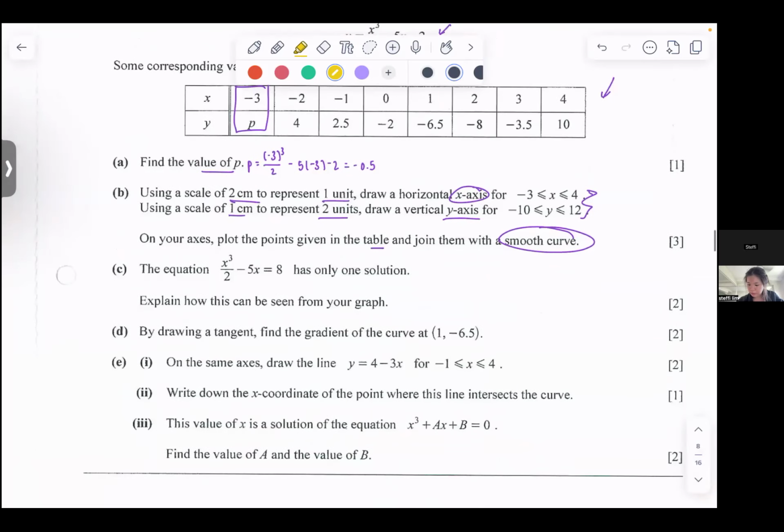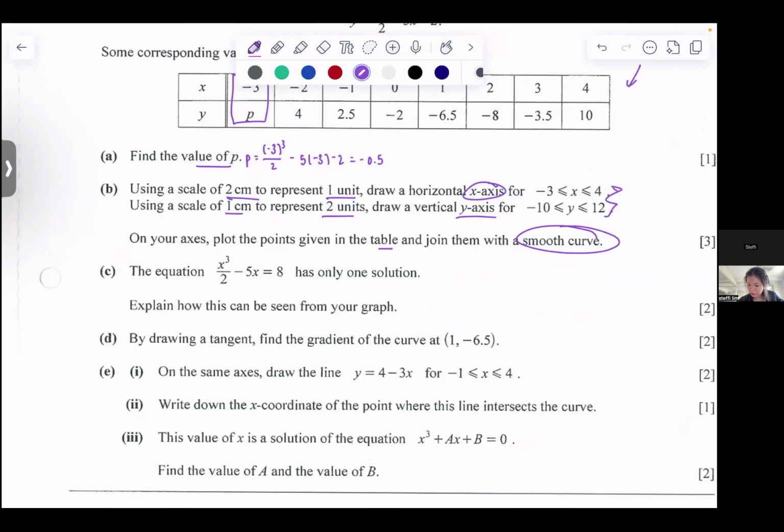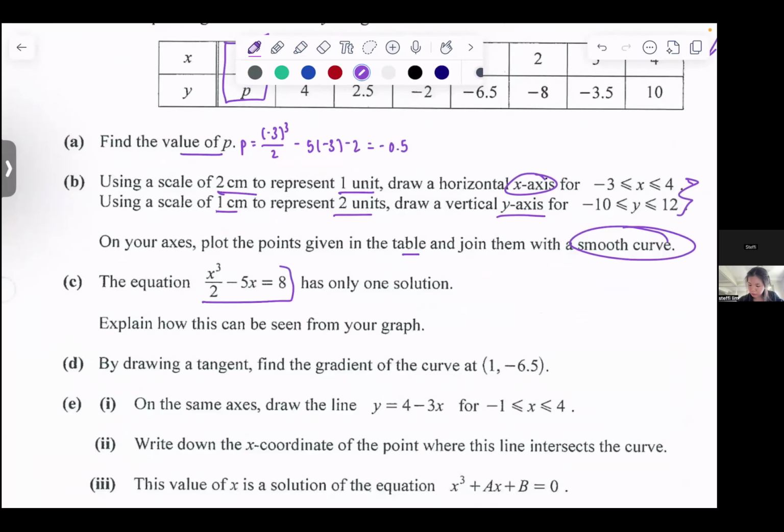Okay. Part C. This equation has only one solution, right? Explain how this can be seen from your graph. So when they say how can this be seen from your graph, you normally have to use your graph to explain, or draw an additional line or additional curve to show the markers how you can use your graph to explain your answers, right?